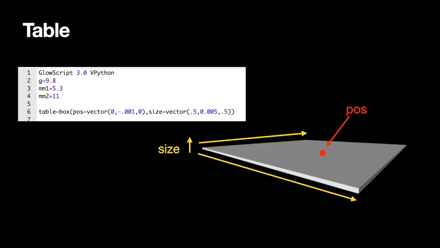So in GlowScript Python, box is an object. And if I give it a position and a size, then it will make that three-dimensional object. So I can assign it a name. I call it table. Box is reserved as the type of object. I give it a vector position, and this one I shifted a little bit below the origin because I want to put things on the y equals 0 plane, just to make it easier to calculate. And then I give it a size. So this is a half meter by half meter, and then it's half a centimeter thick. But you can change that.